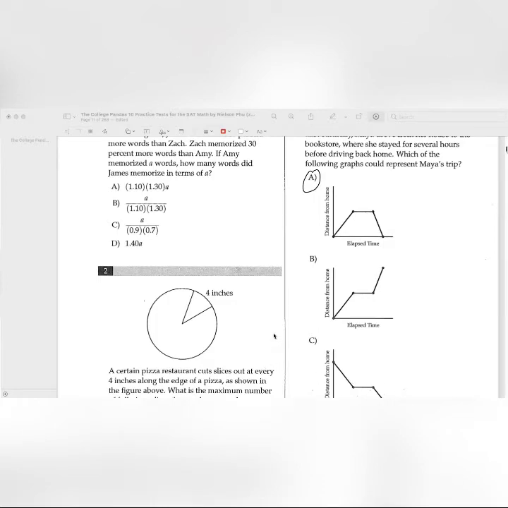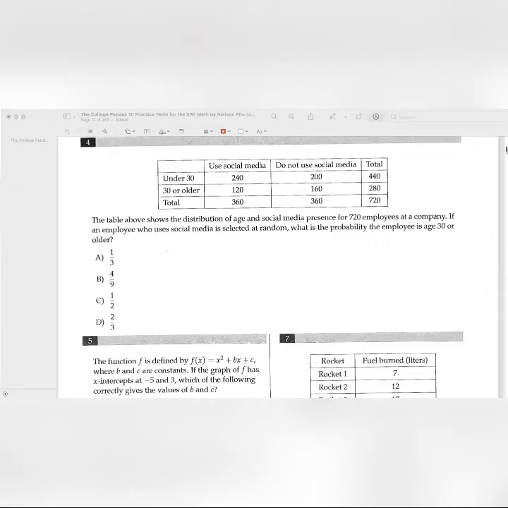The table above shows the distribution of age and social media presence for 720 employees at a company. If an employee who uses social media is selected at random, what is the probability that the employee is 30 or older? Out of those who use social media, it's 120 out of 360. That's 1/3. All right, nice.